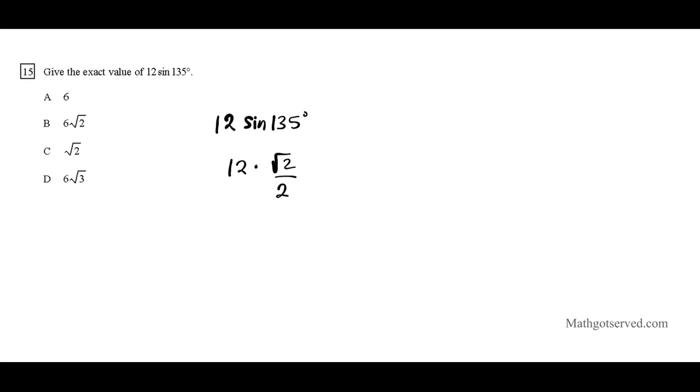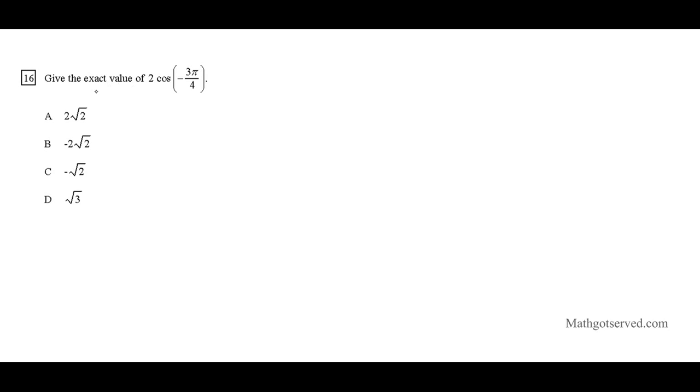So how do we reduce this? We just write this as 12 over 1, divide by 2. Actually 2 goes into 12 six times. 12 divided by 2 is 6. All right, and then when we multiply across, we'll have 6 root 2. So our final answer is option B. All right, let's move on to the next question.